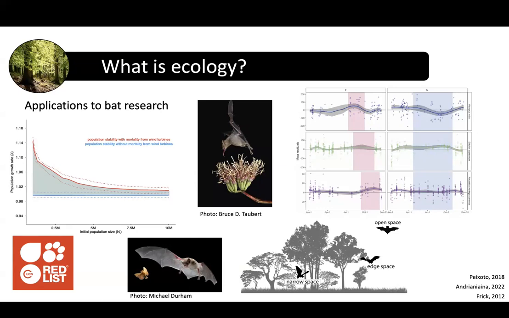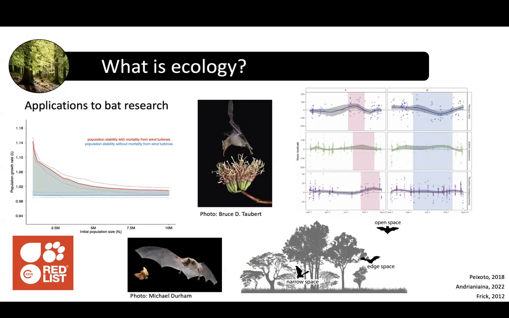And these measurements are also used in conservation biology. For example, PVAs are used to inform decisions on what bats are classified as on the IUCN Red List. For example, one of the bats that we study in Madagascar, it's considered threatened, I think. And then by doing population viability analyses consistently, we'll be able to look at that metric over time and see how the population is changing.